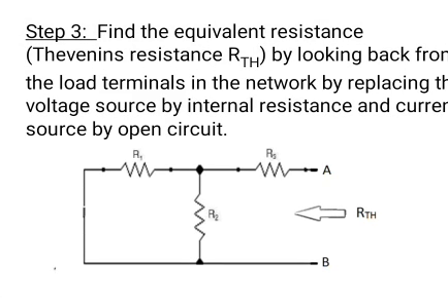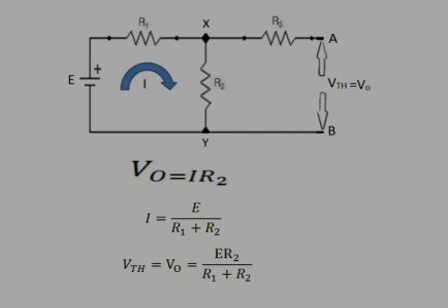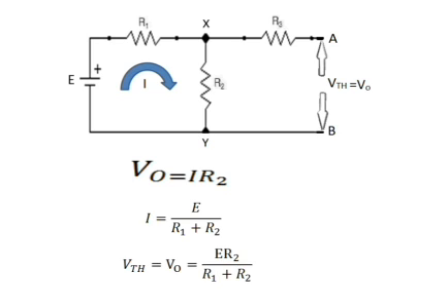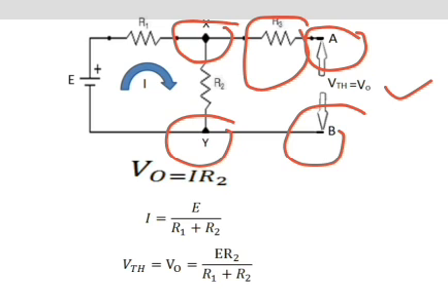Next, step 3. As the load is open, there is no potential drop across R3. Therefore, the potential difference between the terminals A and B is the same as that between X and Y. This voltage is called Thevenin's voltage.